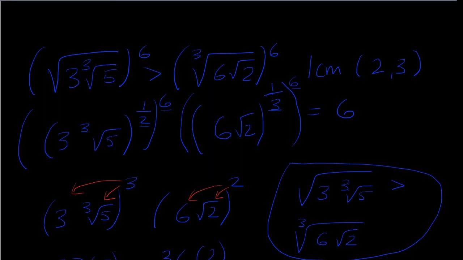So again, the key to this problem was because they had different roots, we had to raise it to the least common multiple exponent. So the least common multiple between 2 and 3 was 6.